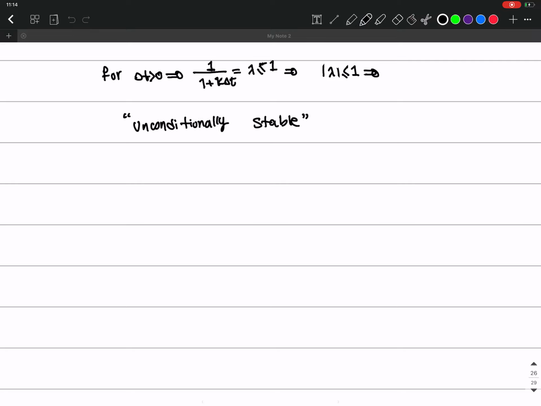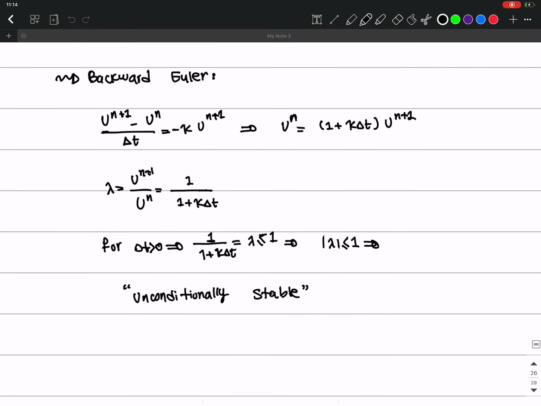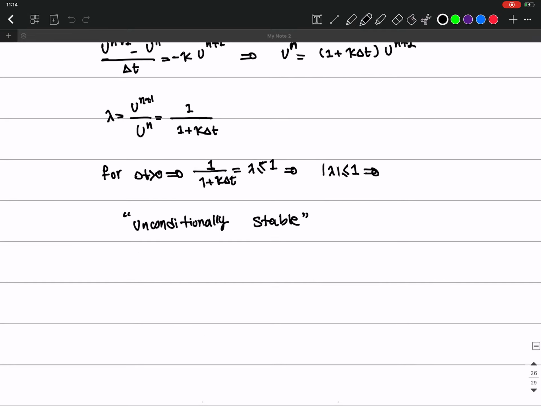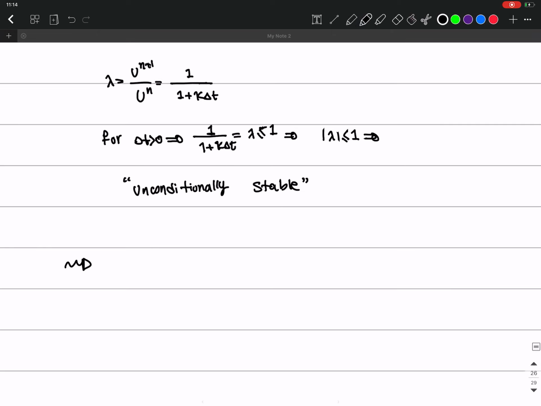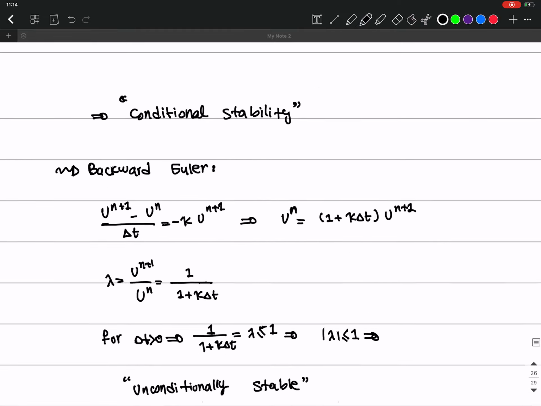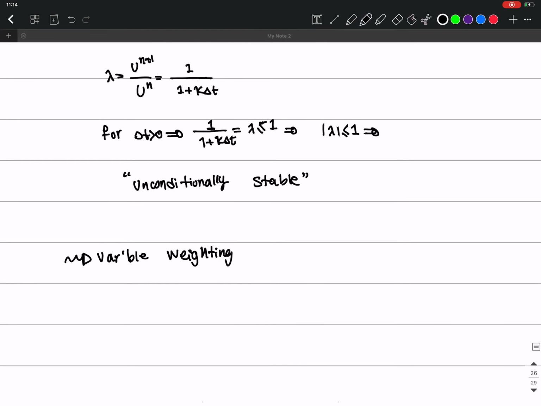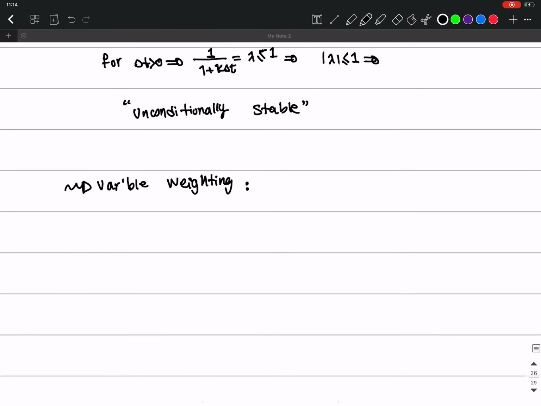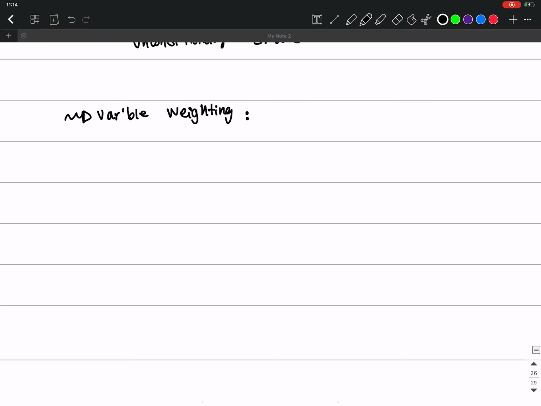So I want to get started with the last method, which is variable weighting. Right, we talked about backward Euler, forward Euler, and this is variable weighting. So let's see how it looks.